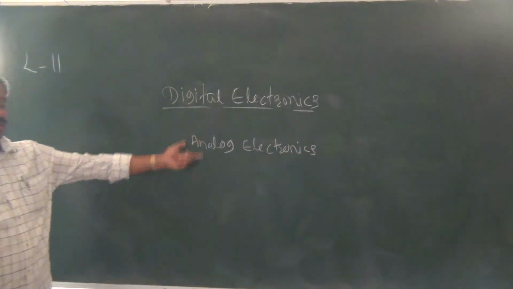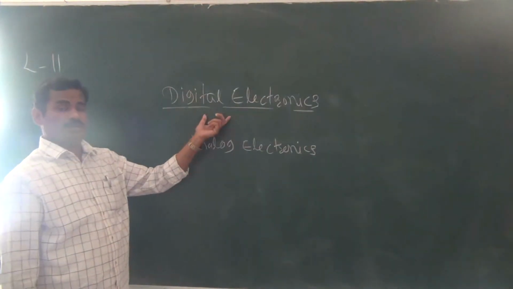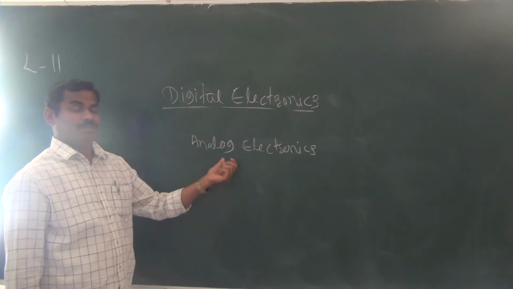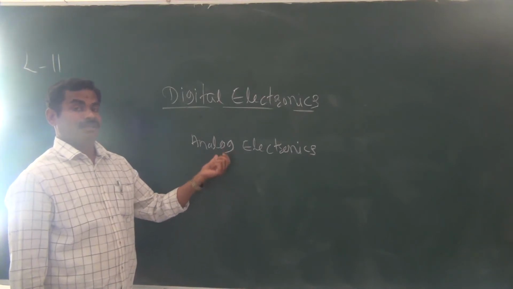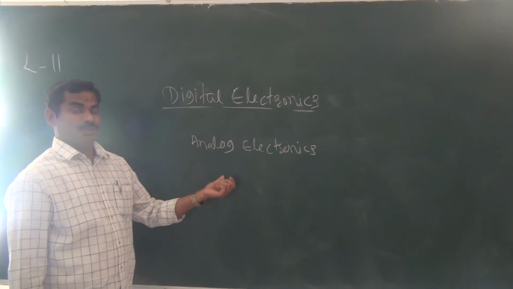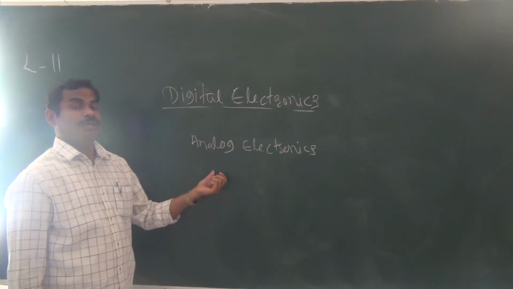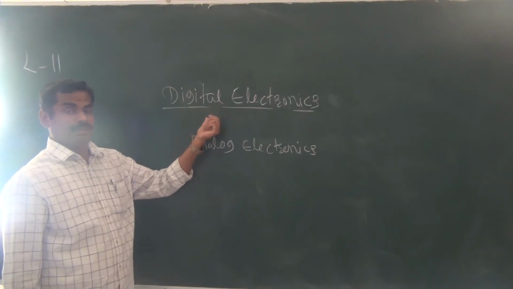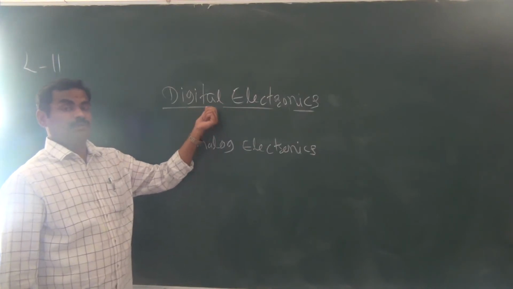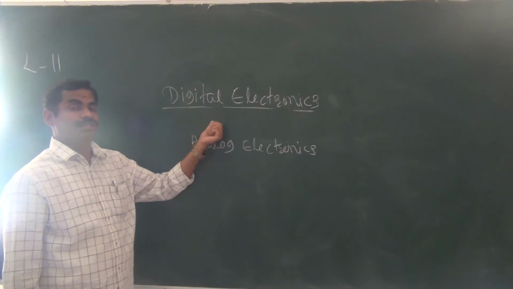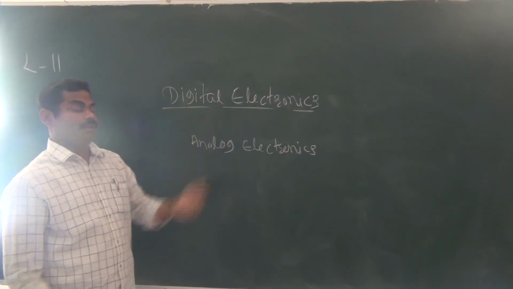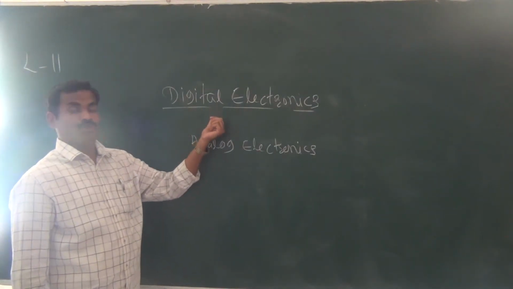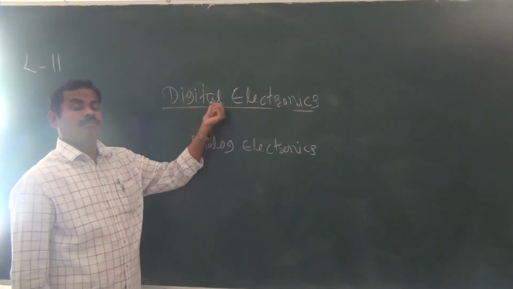What is the difference between analog and digital? In analog electronics, you study the analog signal. What is an analog signal? It is nothing but a continuous signal. Current and voltages move continuously. But in digital electronics, you study the digital signal. That signal is not continuous. It has only two states. Digital electronics works on the principle of binary codes.